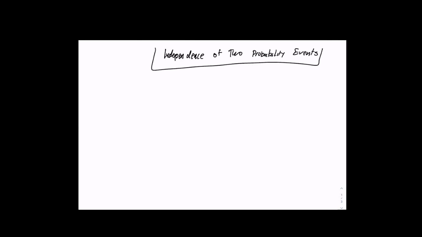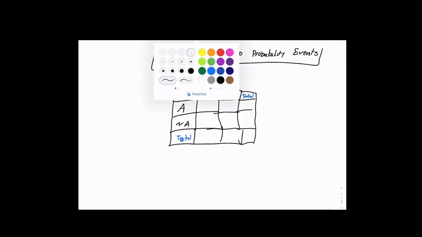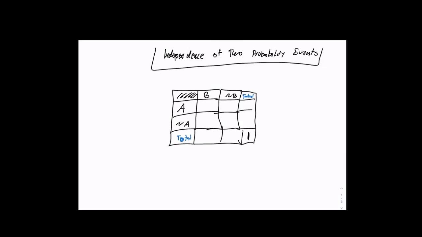So the premise here is still true. We have two variables. We have event A, we have not A, we have B, we have not B, then we have the row totals, the column totals, and of course we know the bottom probability is simply 1.